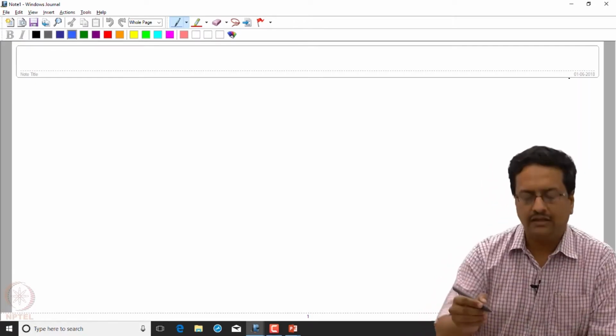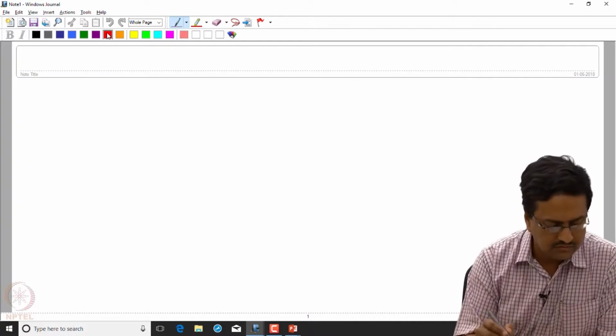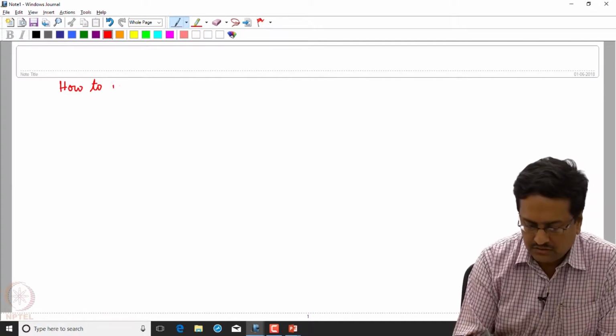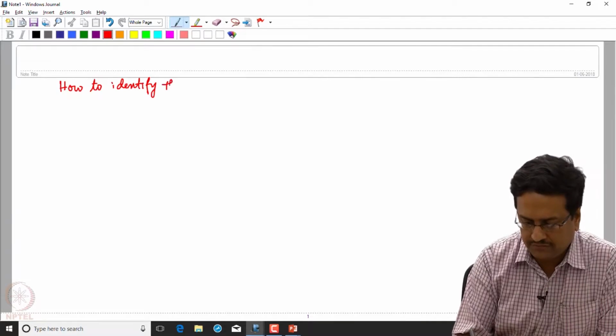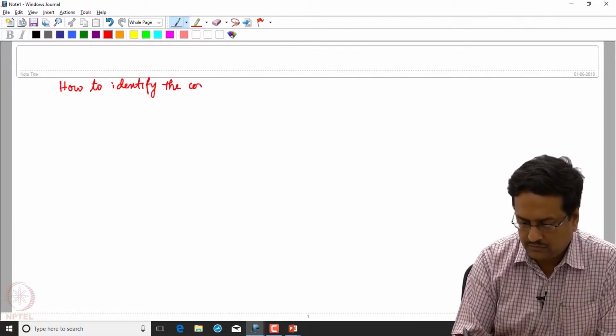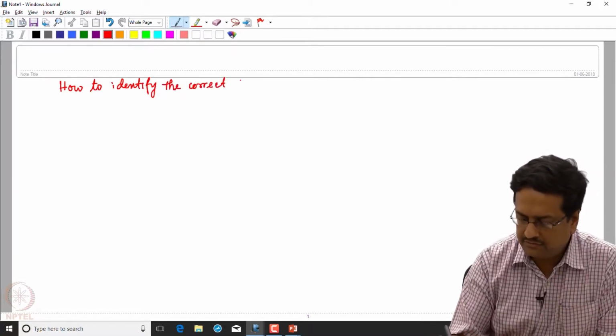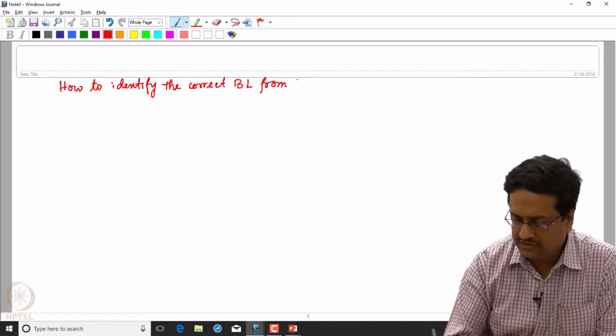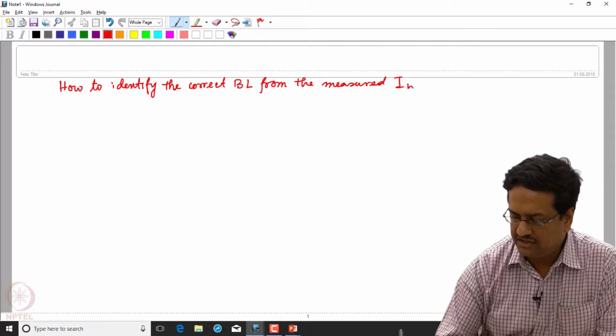So today we would like to learn, the first point is how to identify the correct Bravais lattice from the measured IHKLs.